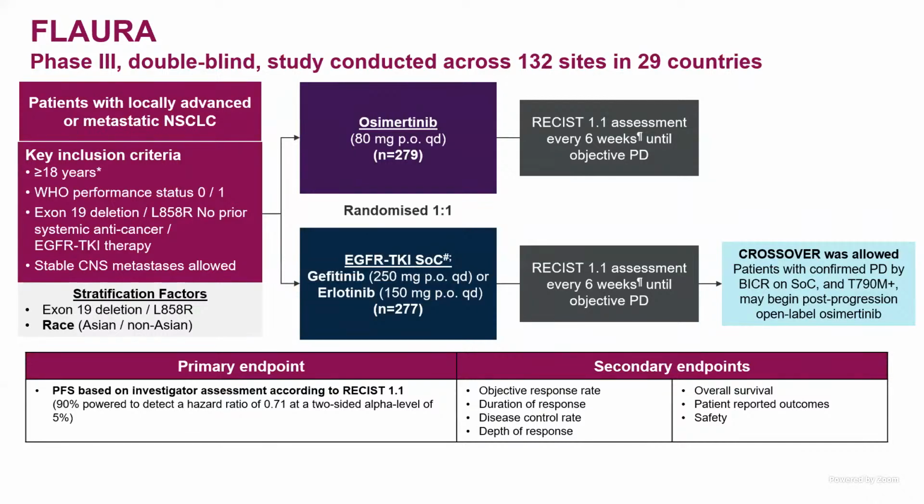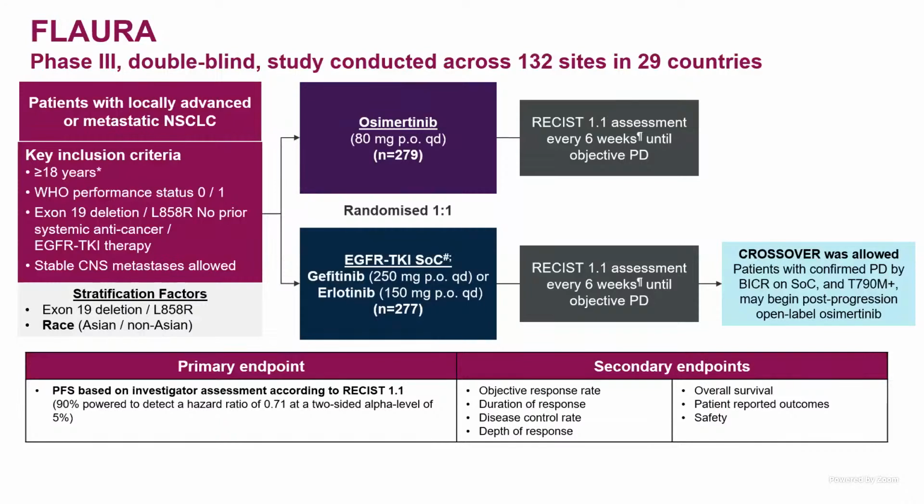So if you just see the trial schema here, the patients were locally advanced or metastatic, with inclusion criteria of more than 18 years of age, WHO performance status of 0 or 1, exon 19 deletion or L858R, and no prior systemic anti-cancer treatment. Stable brain mets were allowed in this study, which was very similar to real life experience, because almost 20% of our patients with EGFR mutated lung cancer will have asymptomatic brain metastasis to begin with.